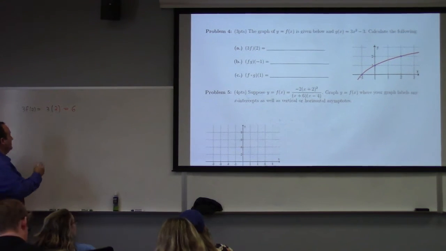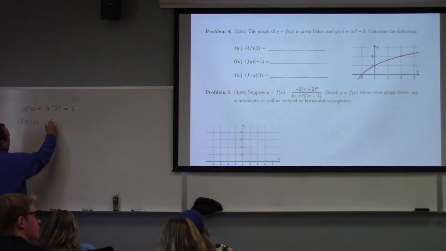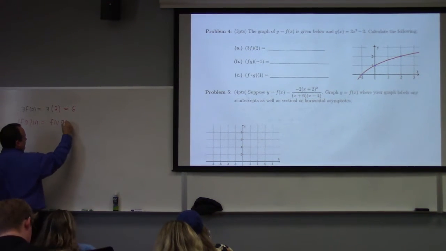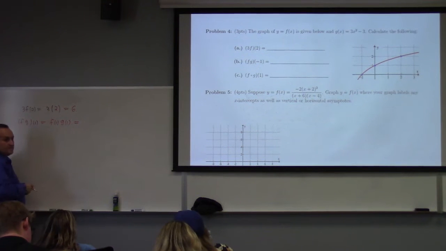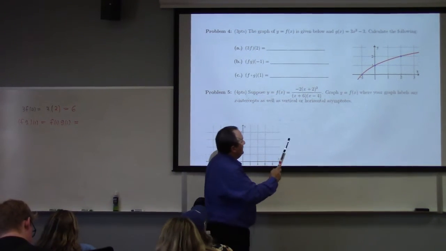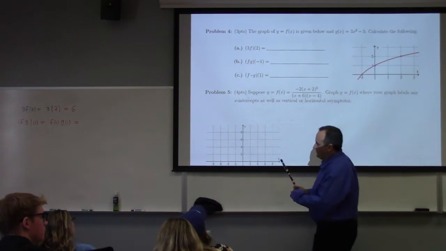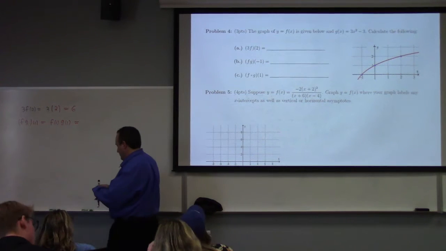fg of 1, by definition, is f of 1 times g of 1. This is the product of two functions. All right? I go over here. f of 1 is what? Oh, minus 1. I can't do my own. You guys got to stop me. Minus 1. Thank you.